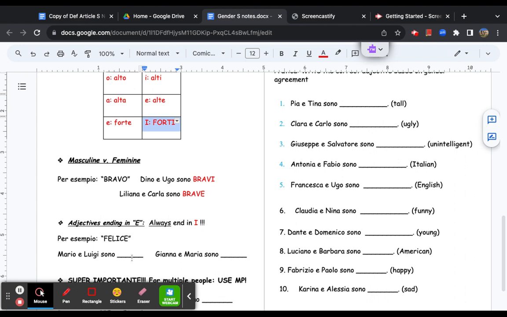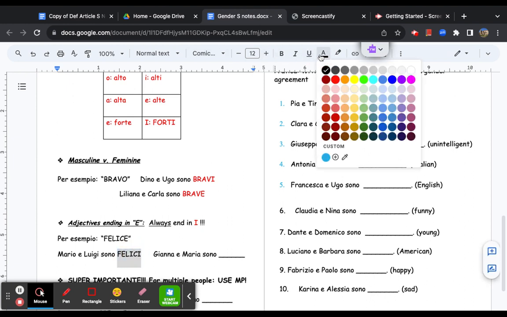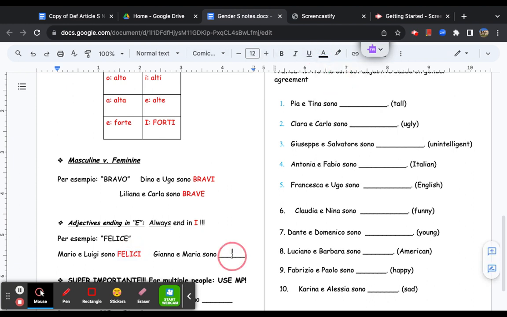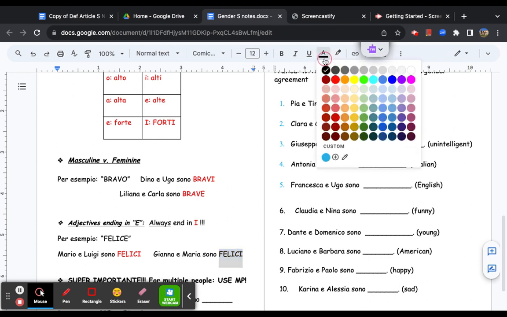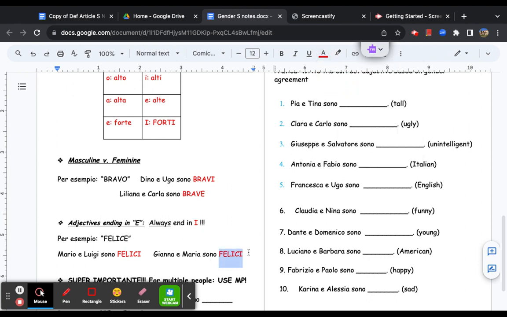Okay, so let's do this example here of felice. Per esempio, Mario e Luigi sono felici. Okay, there's only one way for this to become plurale, plural. Same thing here with Gianna e Maria. Sono, they are. The only way for felice to become plurale, plural, is to make it felici. Okay, hopefully that makes a little bit of sense.